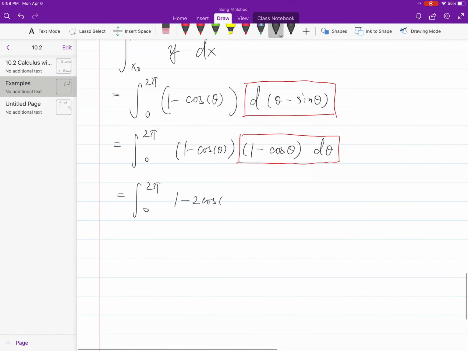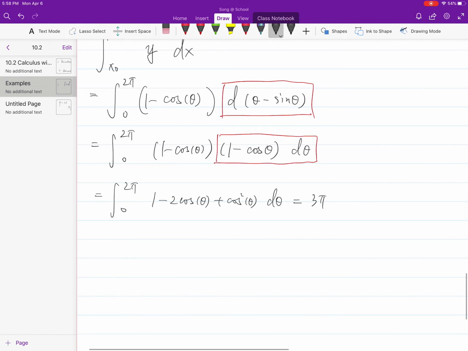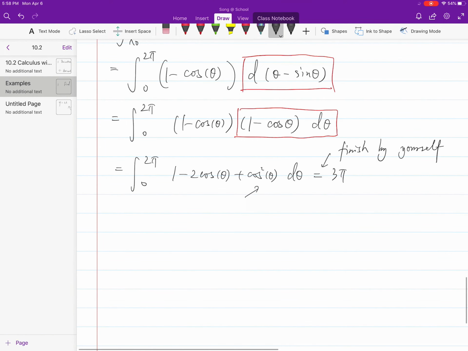After that, what you have is from 0 to 2 pi, 1 minus cosine theta squared. I'm just going to skip the calculation. You can do it by yourself. The answer is going to be 3 pi r cubed. Oh, there's no r, so 3 pi. Here, again, finish by yourself. This is easy, this is easy. Half angle formula for the last one.